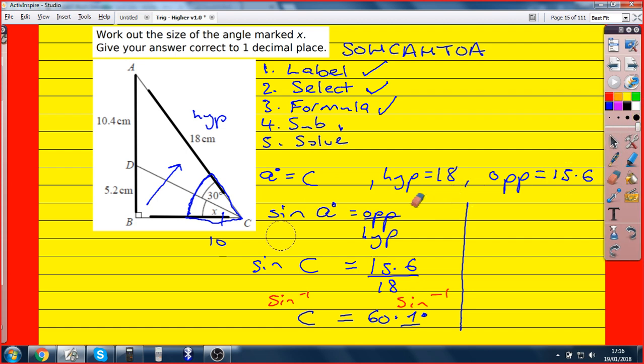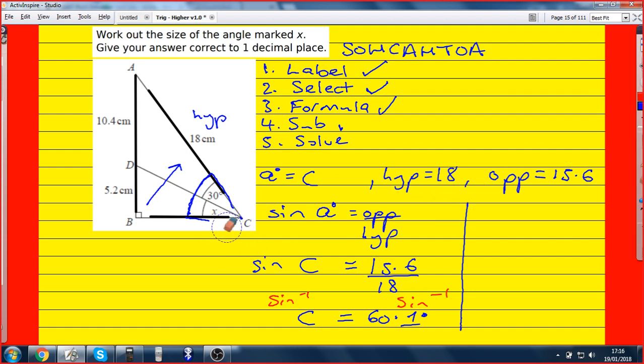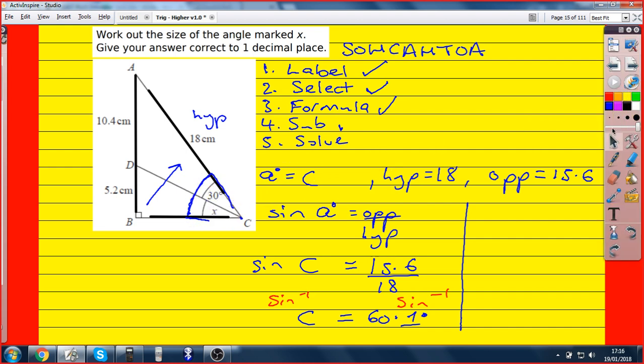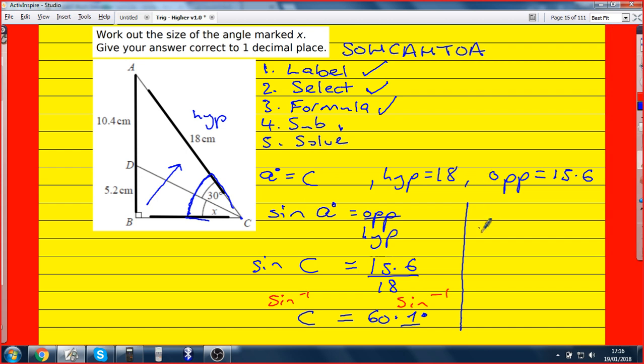Find x. Okay, so if the total angle C is 60.1, how do we get x? You've got to do 60.1 take away 30 degrees. Well, C was the big blue angle, the total angle.